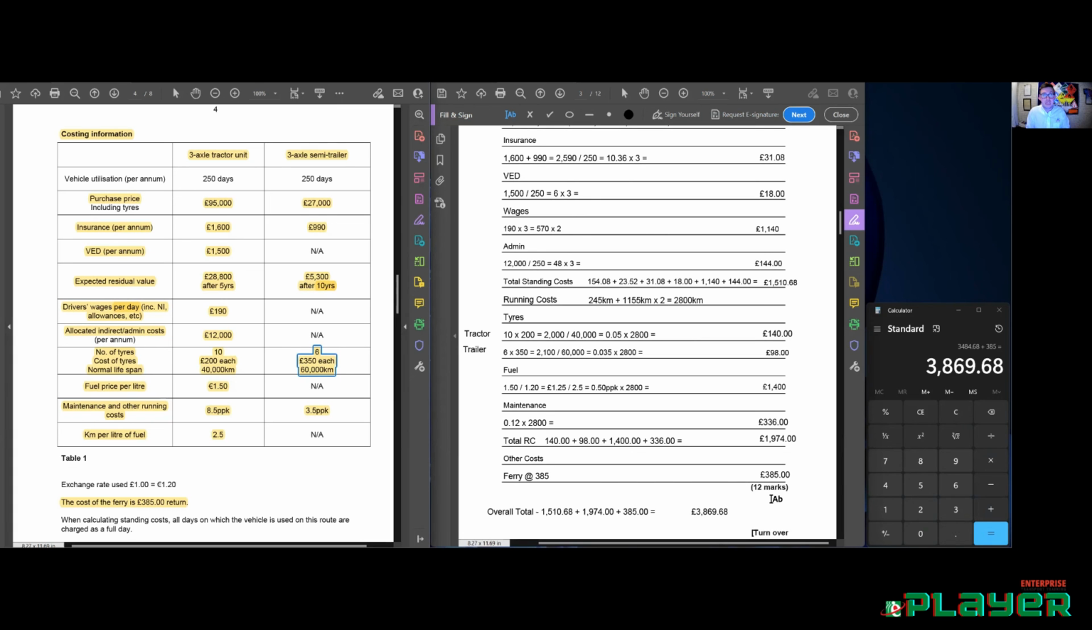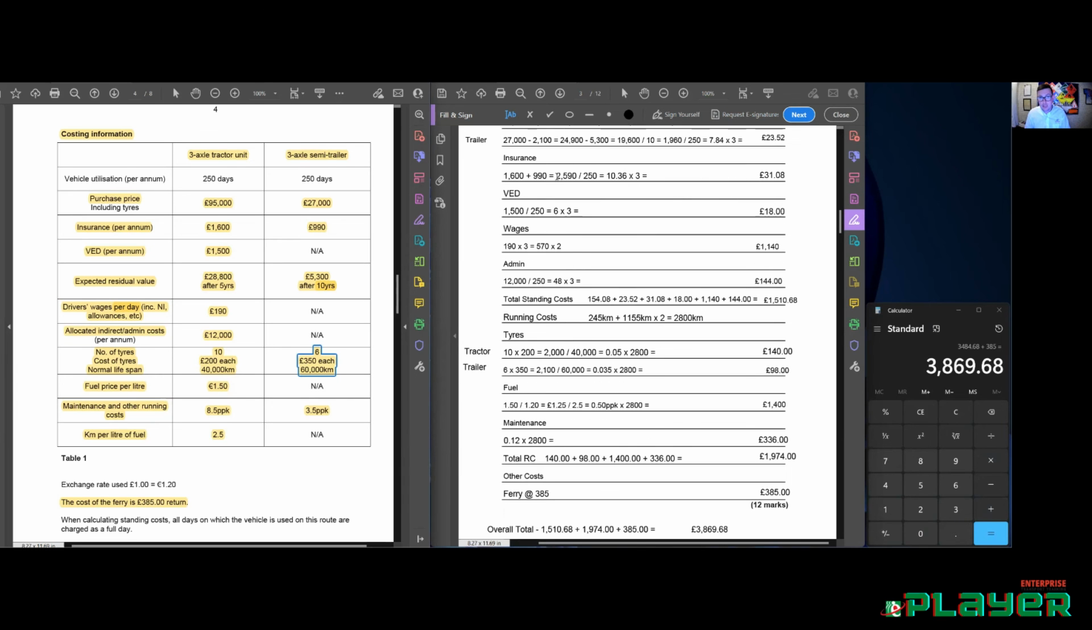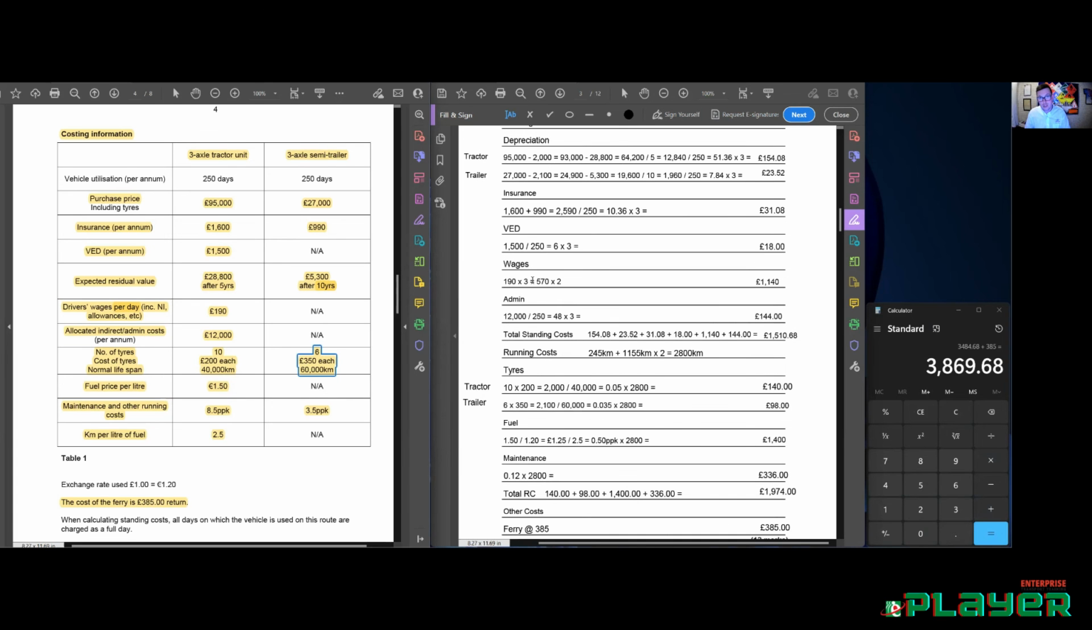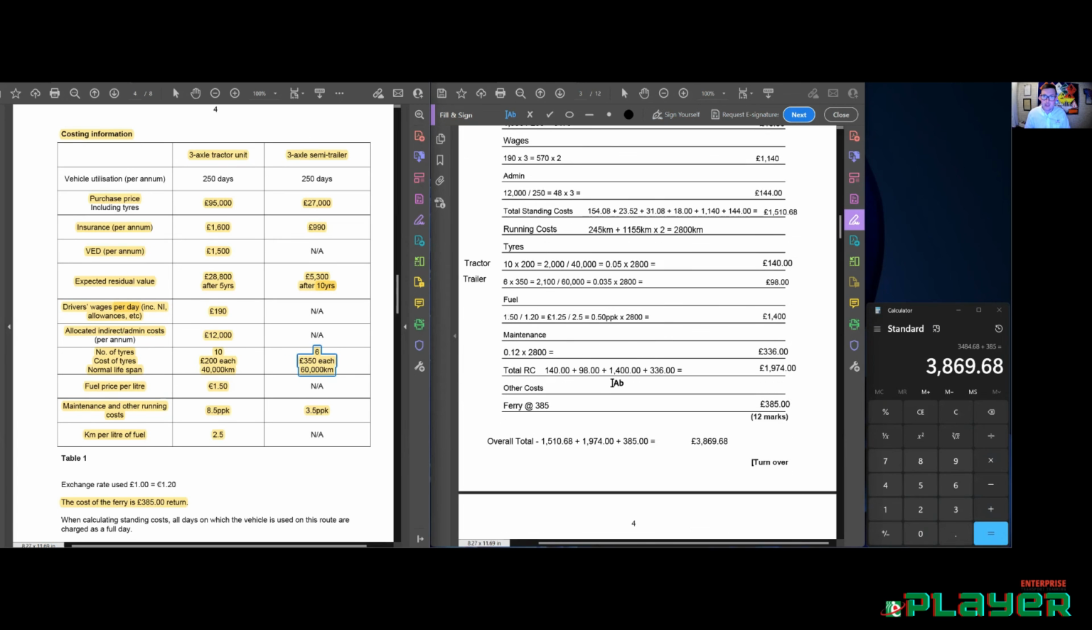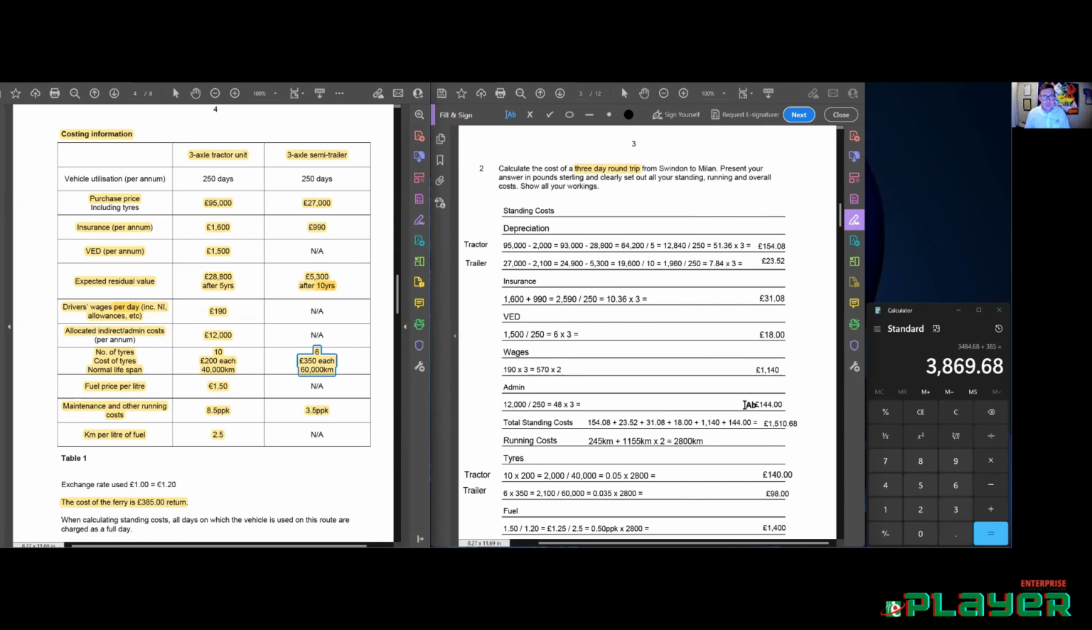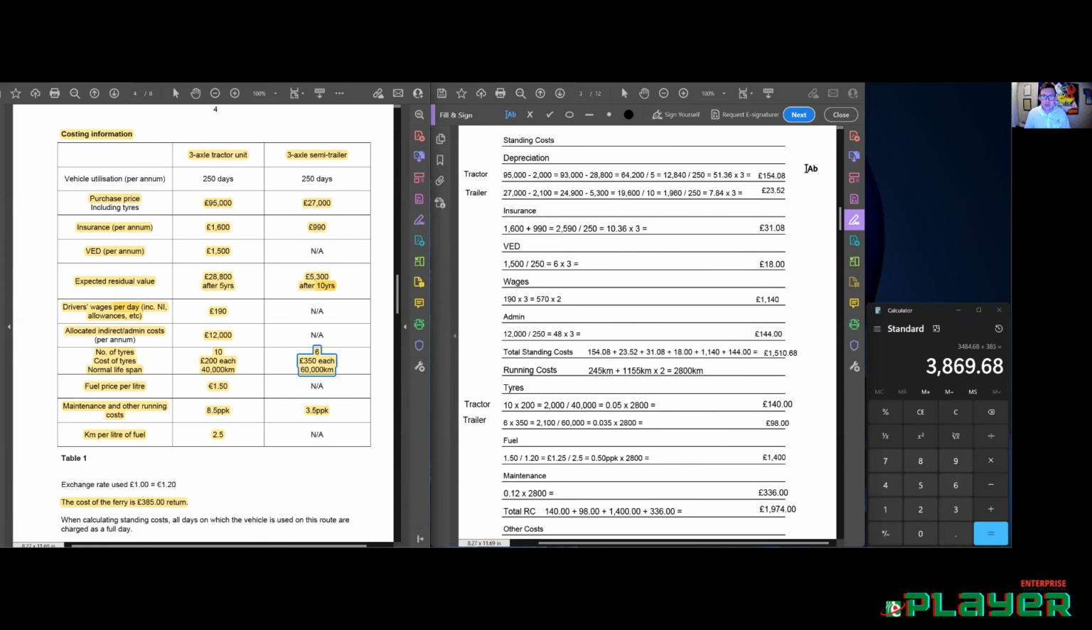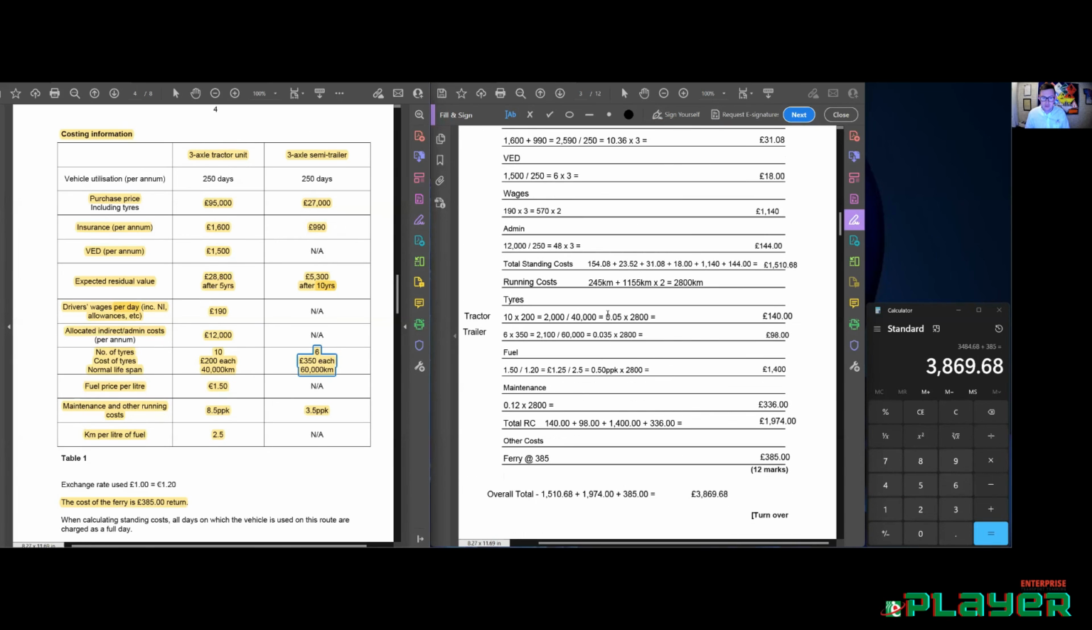The key, though, is just making sure you get it on the page like that. So it's nice and clear. You've got your titles, your calculations, your totals, so that the examiner can see it all. So as long as you've got it all like that, your figures are all decent. There's no reason why you're not going to pick up decent marks on these costing questions.